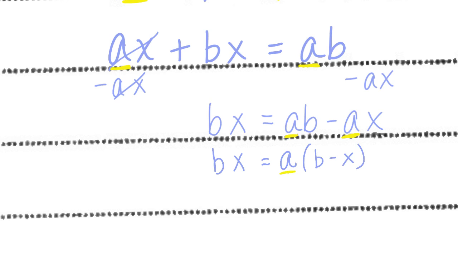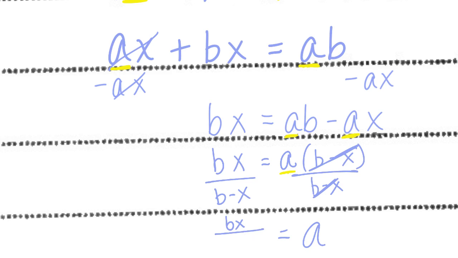What are we solving for? A. How is A connected to B minus X? Through multiplication. So I'm going to divide. All of this cancels, and A is equal to BX over B minus X. All right, we'll talk about the logistics of reducing in another video.